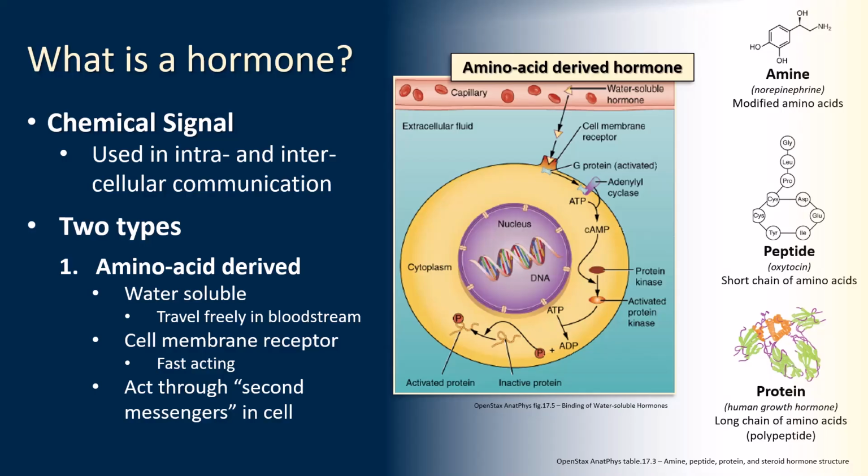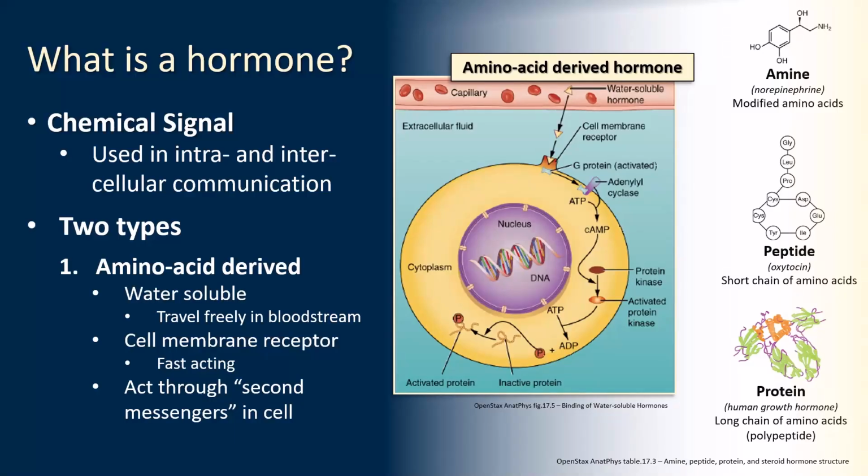All right, let's take a little closer look at what a hormone is. These are our chemical messengers, chemical signals, and they are used in intra and intercellular communication. So they might be used within a cell or between cells. And they come in two types.